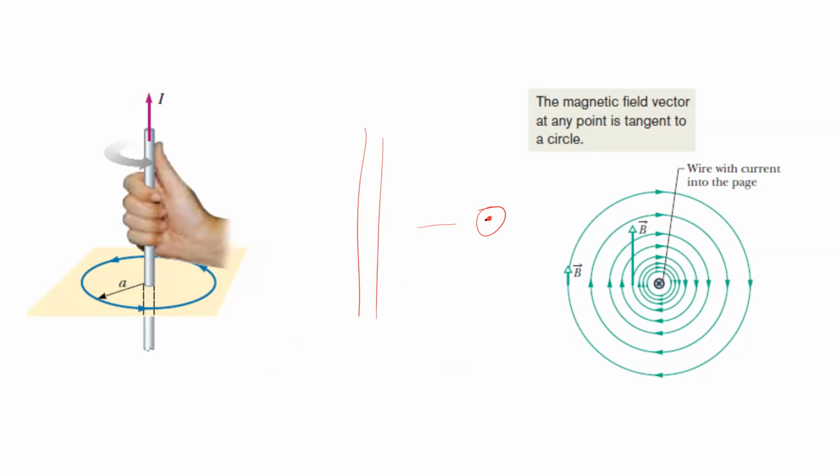Whenever we calculate the magnetic field at this point, the value of B will be more. If we calculate it here, that will be less, because the distance from this whole setup is increasing.